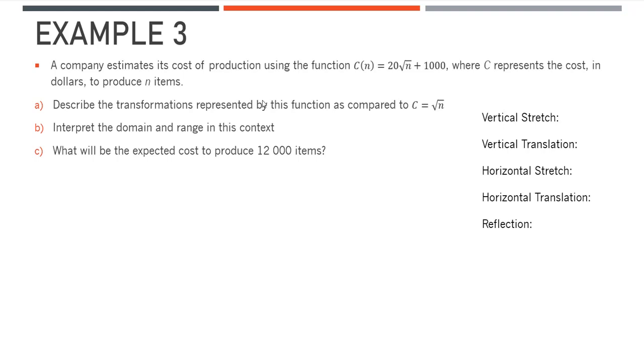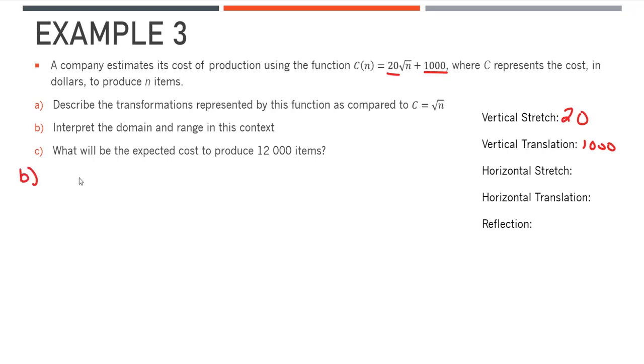Here, our next example. A company estimates its production cost using the function where C represents the cost in dollars to produce n items. So A, describe the transformations represented by this function as compared to C equals square root of n. Okay, so we're looking here. We've got an A value of 20, so that's our vertical stretch. And then I have a vertical translation of 1,000. That's it.